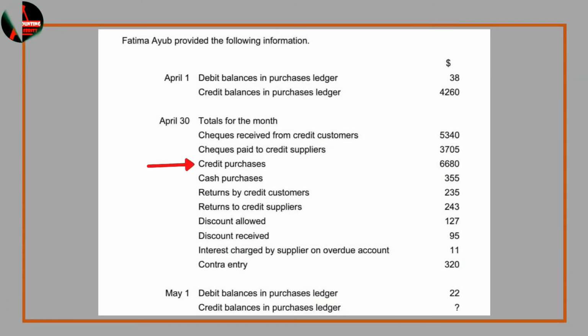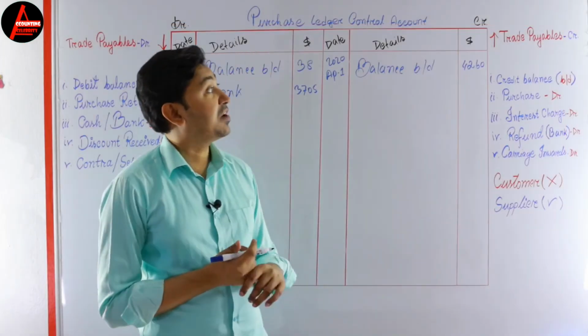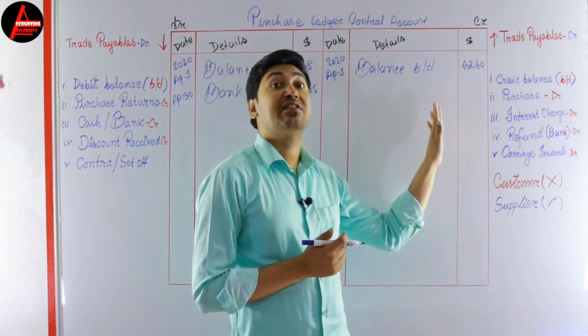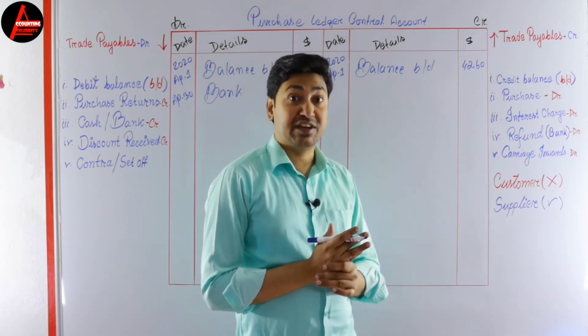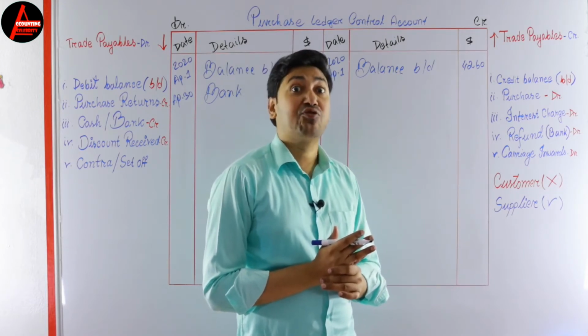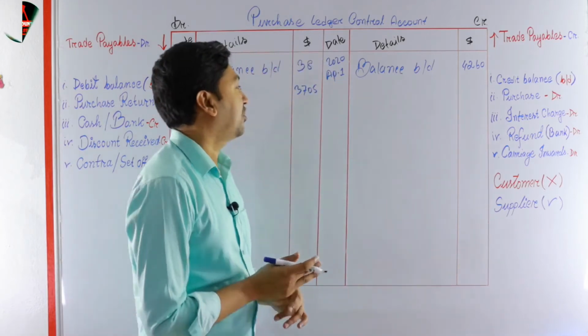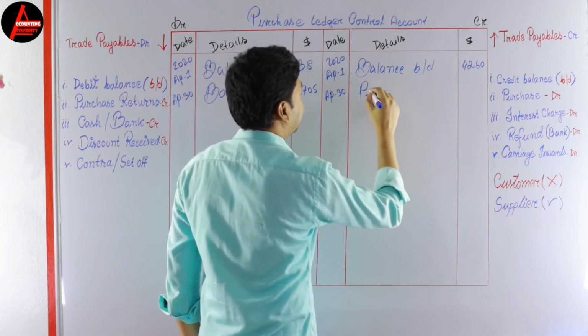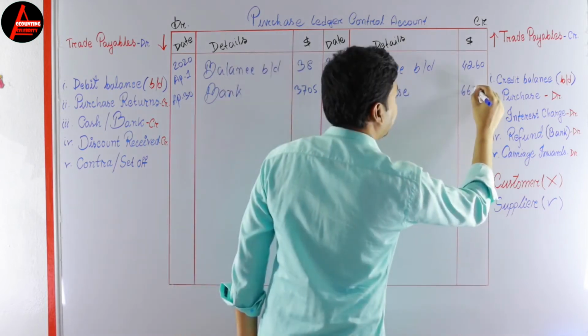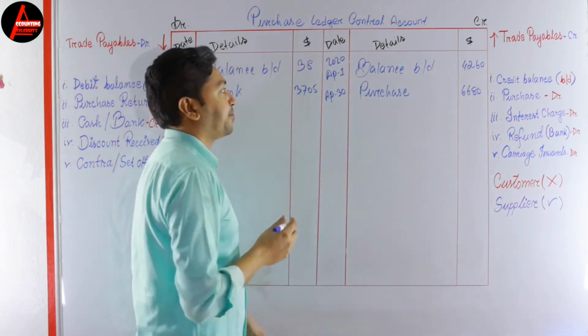Credit purchase. So where does purchase go? Purchase comes in the credit side. How do we understand? Purchase is debit and purchase ledger control account is credit. So we have to record in the credit side. Let us write April 30, purchase, $6,680. Okay, very good, finished.